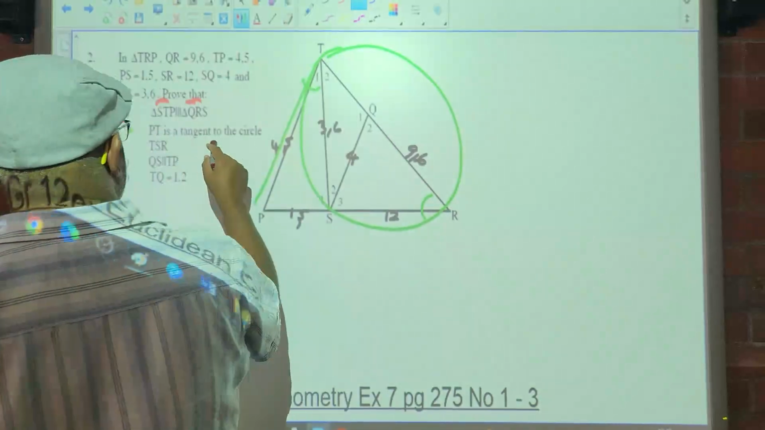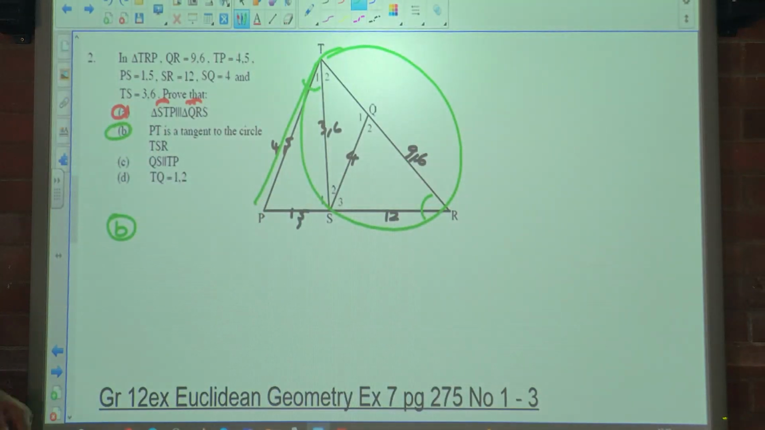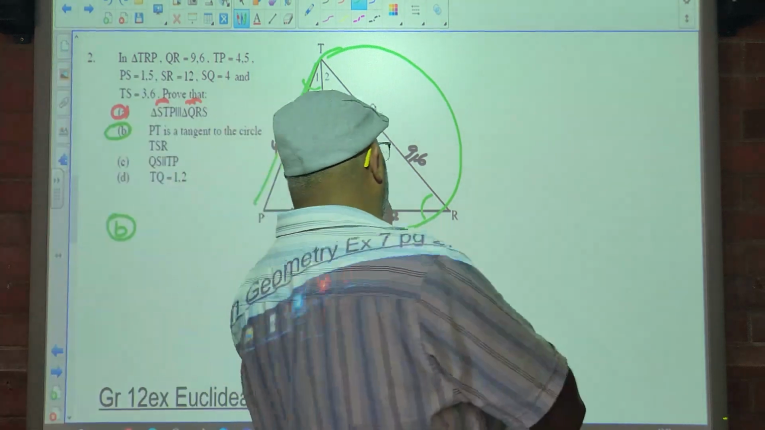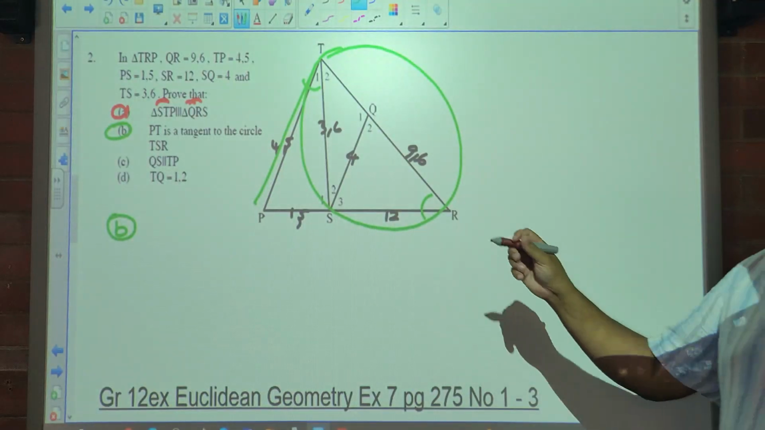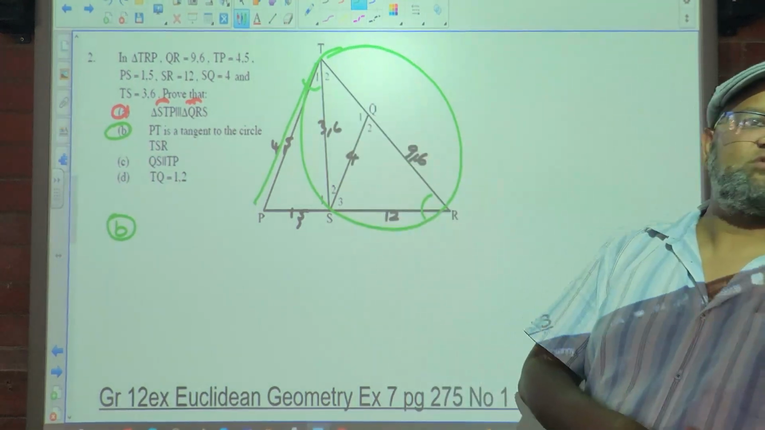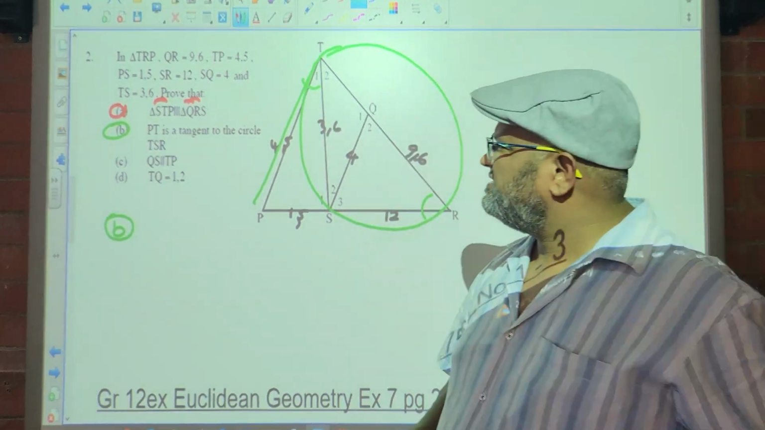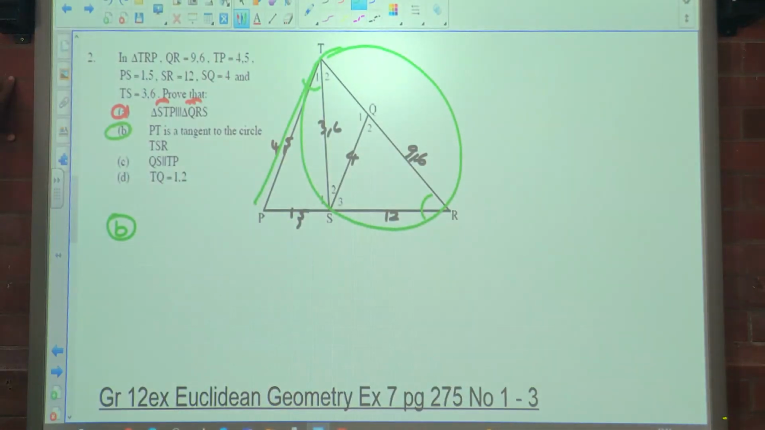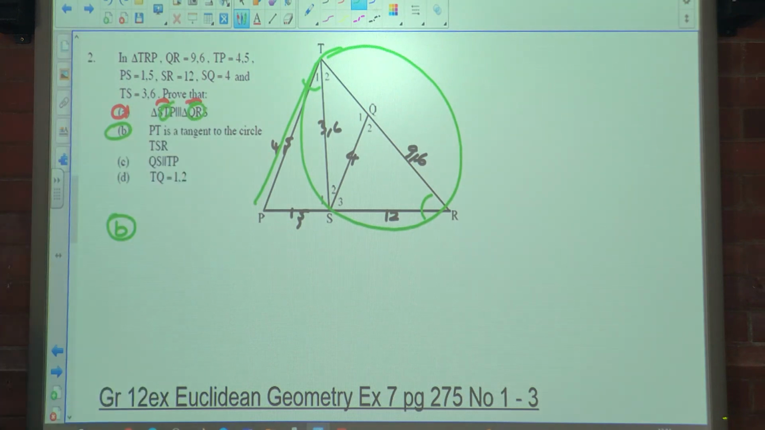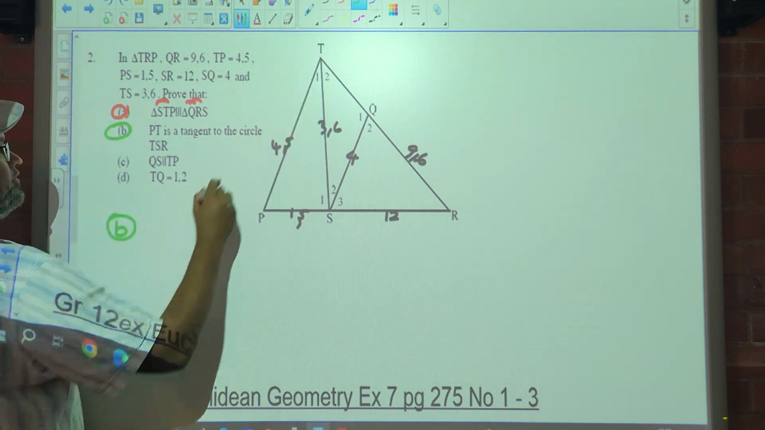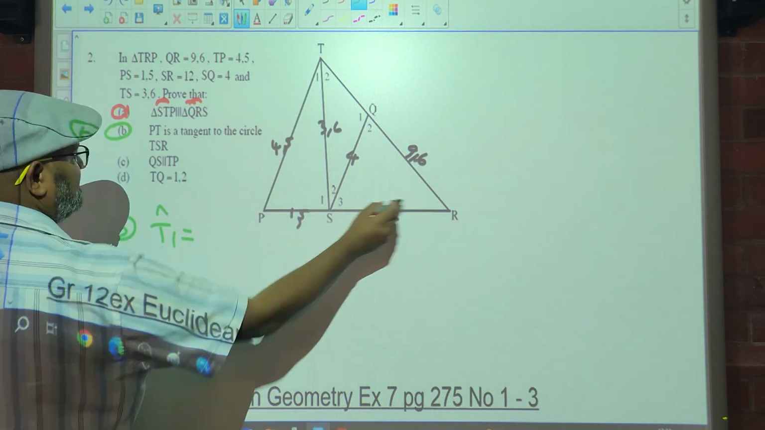Now, because we must prove it's a tangent, we can't go with that fact. In other words, we actually need to prove that angle R is equal to angle T1. Once that is proven, then we can conclude it is a tangent. You guys understand? But didn't we just highlight that angle T was equal to angle R? So what do we write down? We say that angle T, which is T1, is equal to angle R.